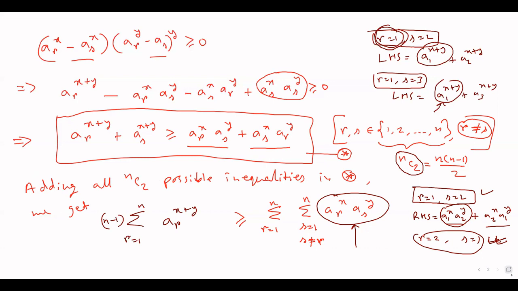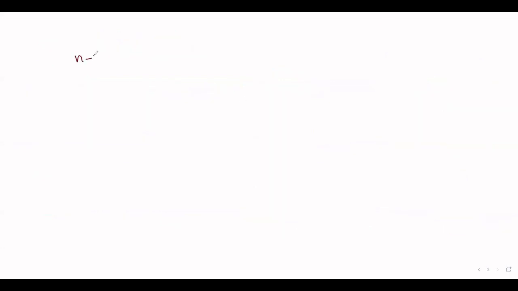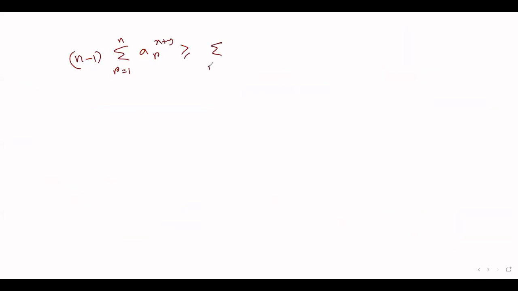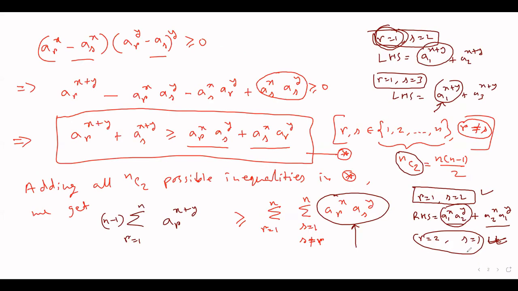So let me write this inequality one more time here. n minus 1 times the sum, r equals to 1 up to n, of ar to the power x plus y is greater or equal to the sum over r equals to 1 up to n and s equals to 1 up to n.